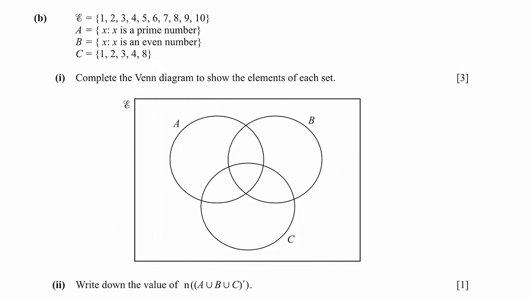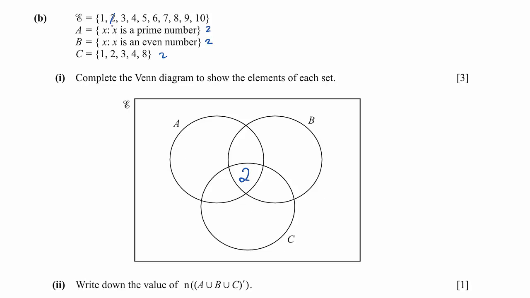So we're given some sets. The universal set is the integers from 1 to 10. A contains prime numbers, B contains even numbers, and C contains 1, 2, 3, 4, and 8. Well, straight away, we know that 2 is the only even prime, 2 is even, and 2 is in the set C. So 2 must go right in the middle here. So we've already placed 2 in there.